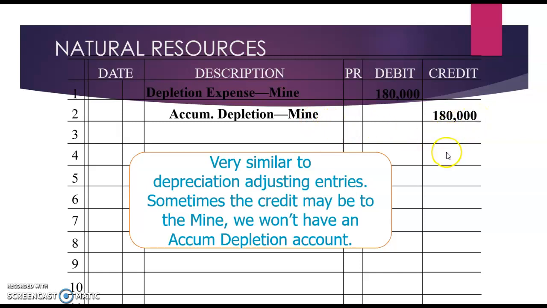Now, oftentimes with natural resources and with intangible assets, unlike property, plant, and equipment, we do not have this contra asset, accumulated depletion or accumulated amortization for intangible assets. We just credit the asset itself. So in other words, we would still debit depletion expense of 180,000, but we would credit the mine itself.